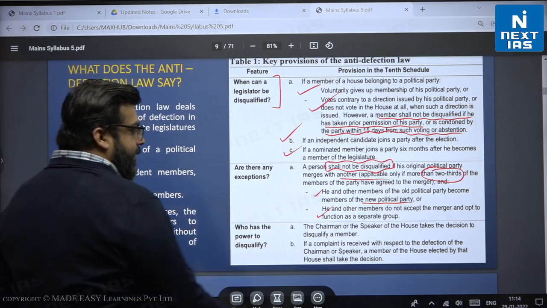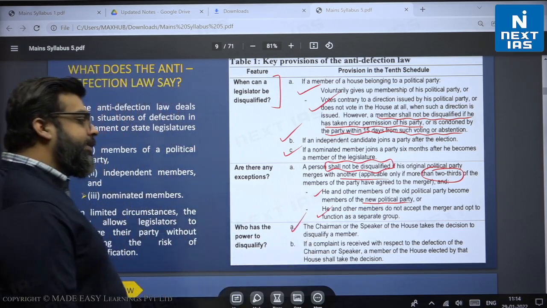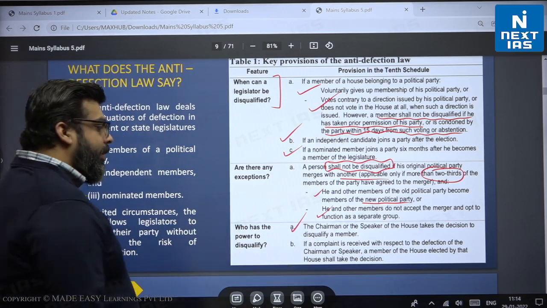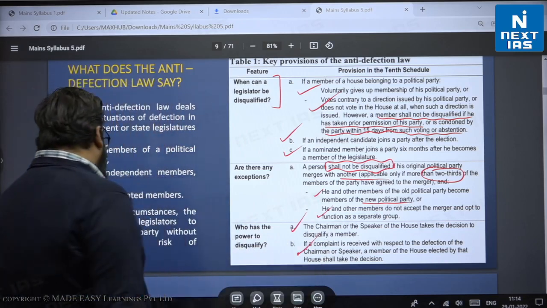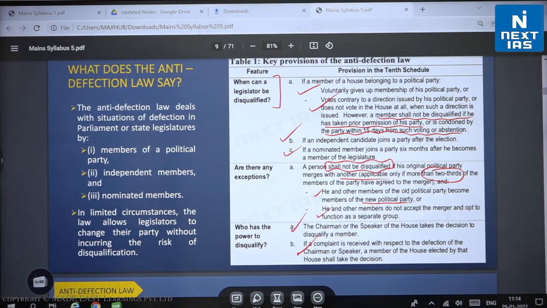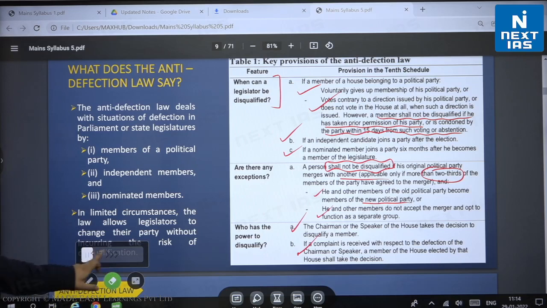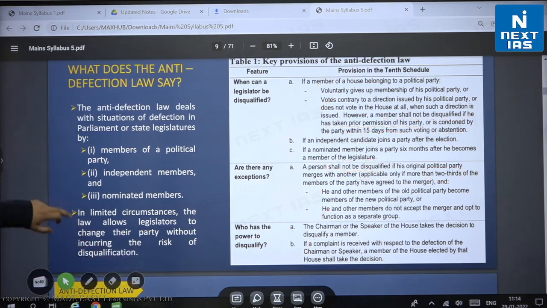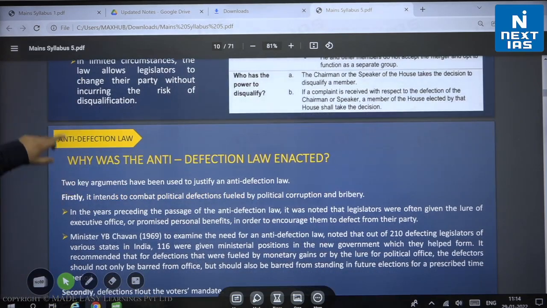Who decides? The chairman or the speaker of the house decides, and therefore if a complaint is received, they have to take appropriate decisions. All right, understood this? So this is the basic provision. These are the technical provisions. Now we'll look at the analysis of it, which is the most important part.